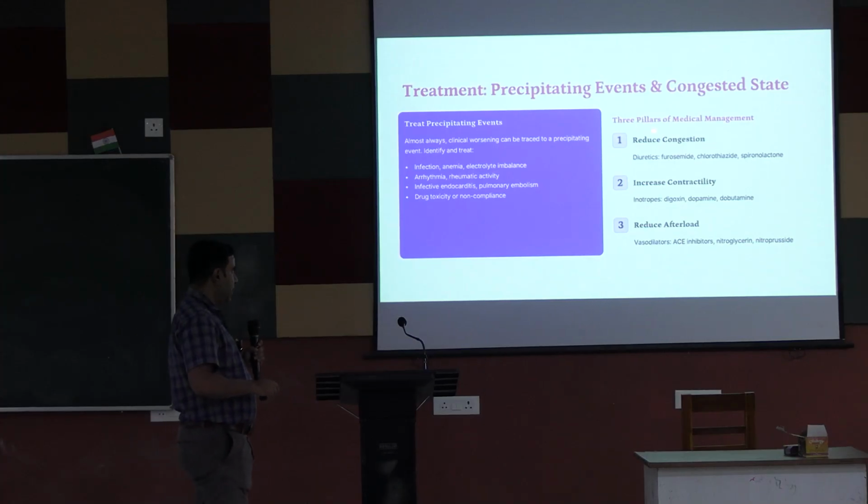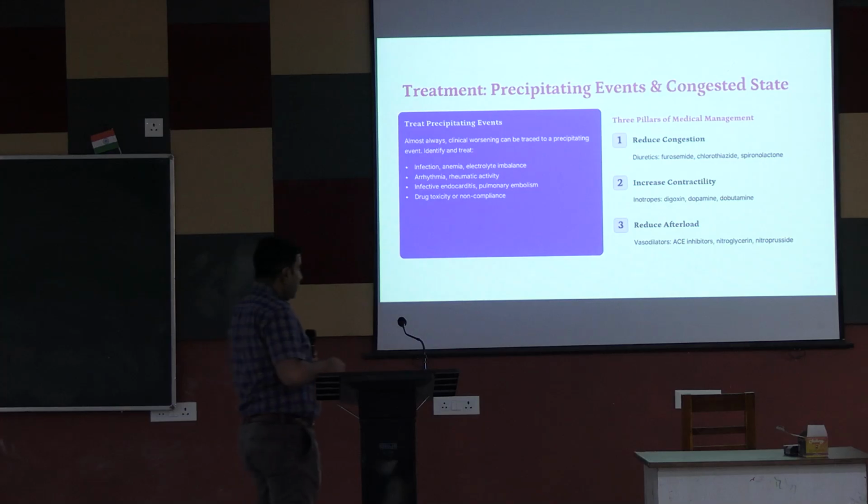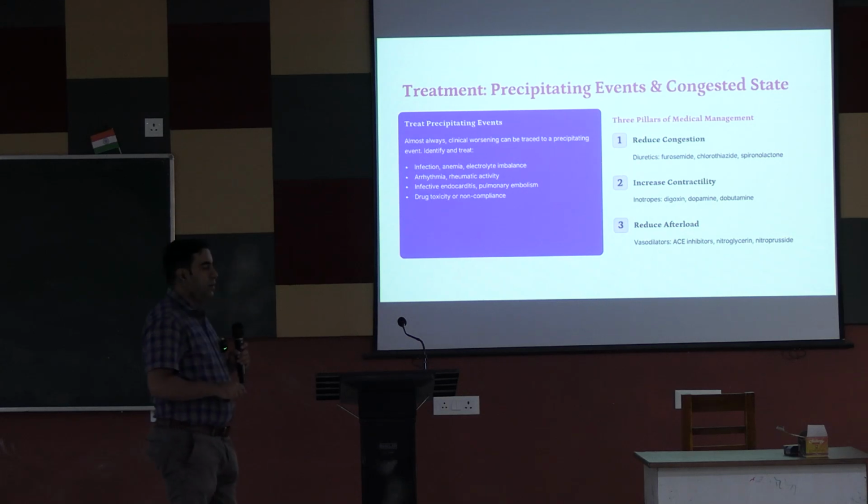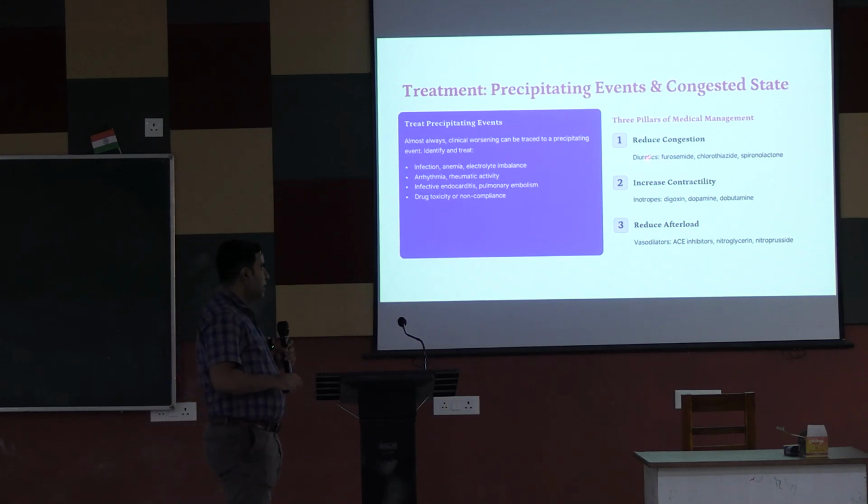And what are the basically three pillars of medical management? Reduce the congestion. For reducing congestion, we have to use diuretics like furosemide, thiazide or spironolactone. It is the main treatment. Means we have to start with the diuretics.